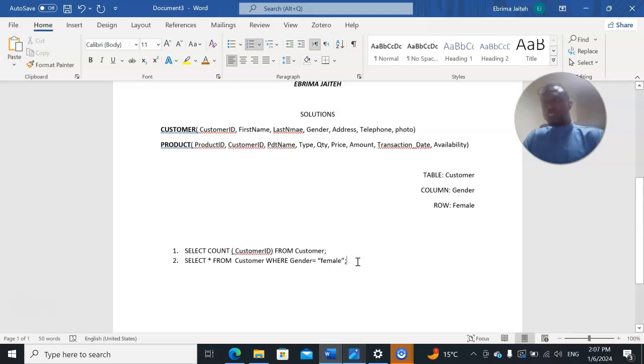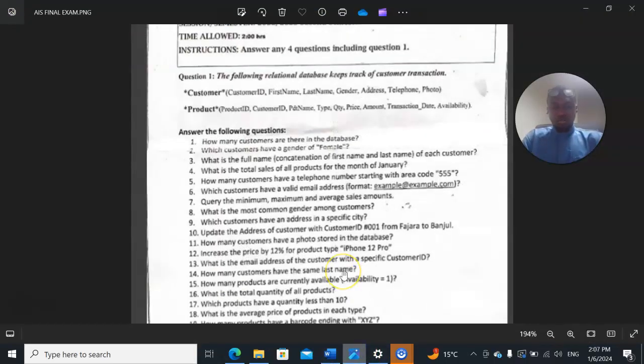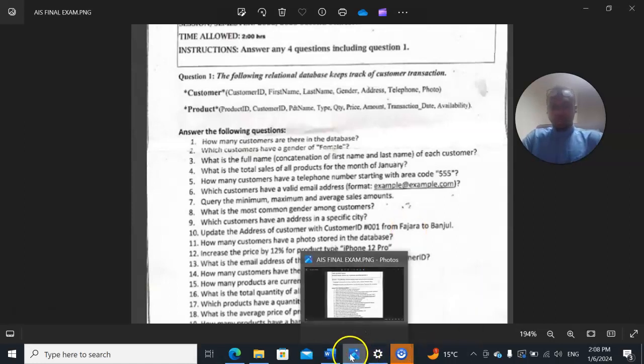Okay, let's look at the third question again. It says, what is the full name? What is the full name? And bracket open, the question for this is concatenation of first name and the last name of each customer. So what this basically is talking about, the full name, there's the first name and the last name. So the question wants us to find the customers with first name and the last name, combination of these two. That's what the question wants us to find.